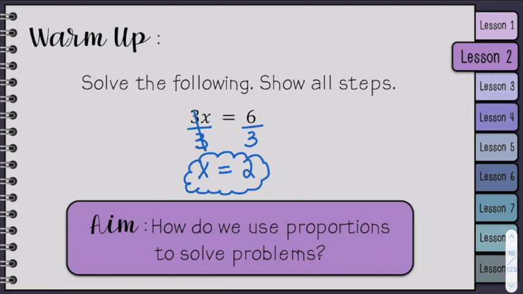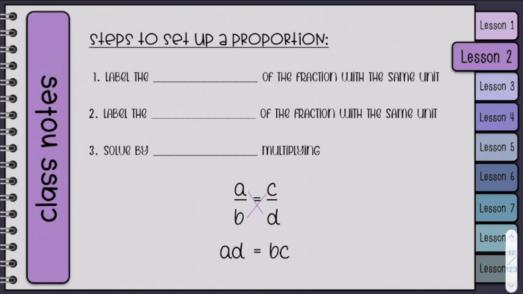Now we're going to use this knowledge that we have from 6th grade, and we're going to apply it to set up and solve proportions. So the first thing you want to do in order to set up a proportion, you want to label the top of the fraction with the same unit. Then you want to label the bottom of the fraction with the same unit. Remember, proportions are two fractions that are set equal to each other. And then you want to solve by cross multiplying.